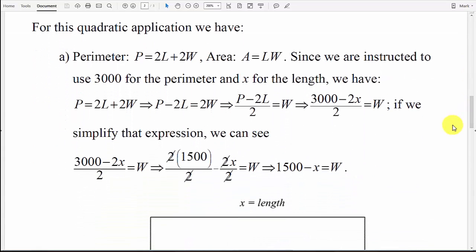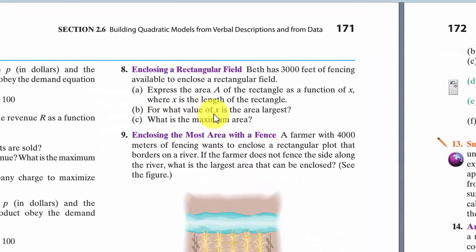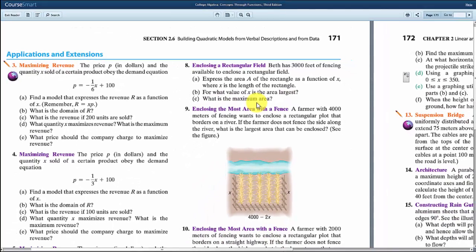So what do you need to know in order to answer that? Well, you have to know that the perimeter of a rectangle is twice the length plus twice the width. That's one way to put it. You could also factor out the 2 if you wished. And you can also express the area as a function of length and width. It's length times width. Now in this particular case, you can go back and read the question and see this. They're asking for what value of x is the area largest, what is the maximum area, and so on.